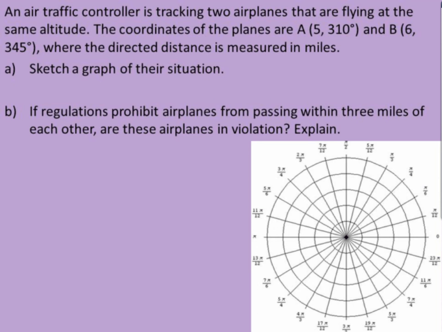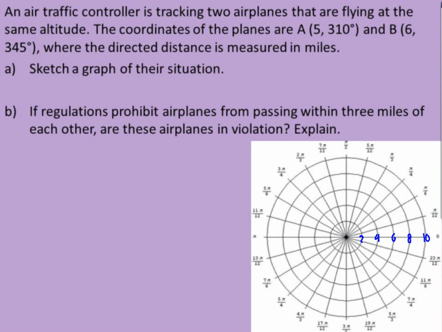An air traffic controller is tracking 2 airplanes that are flying at the same altitude. The coordinates of the planes are A is at 5 and 310 degrees, and B is at 6 and 345 degrees. What are the directed distances, where the distance is measured in miles? So the first thing we need to do is sketch a graph of their solutions. Because we do not have 6 rings, let's let each ring represent 2. So this would be 2, 4, 6, 8, and 10.